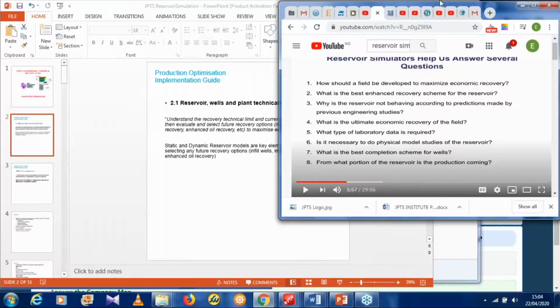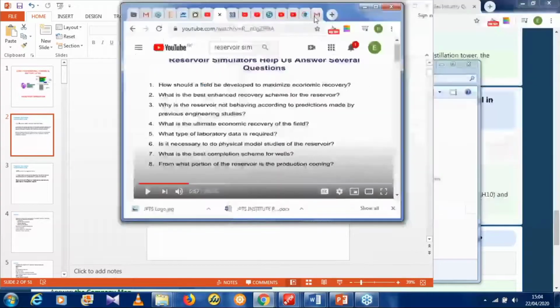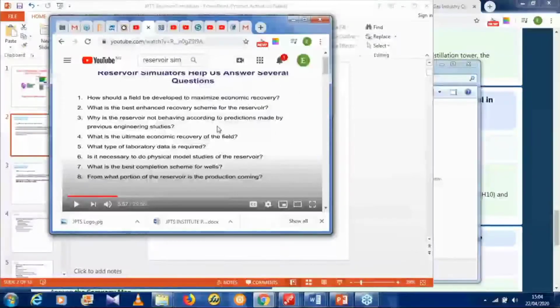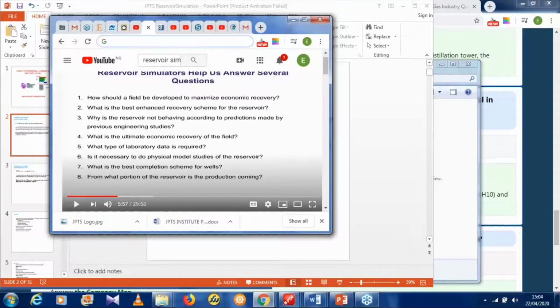Now, I'll just show us some, if you can see my screen, some of the questions that reservoir simulation helps us to answer. If you can hear me, number one is that it tells us how should the field be developed to maximize the economic recovery?